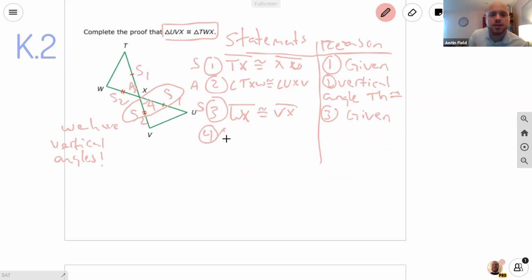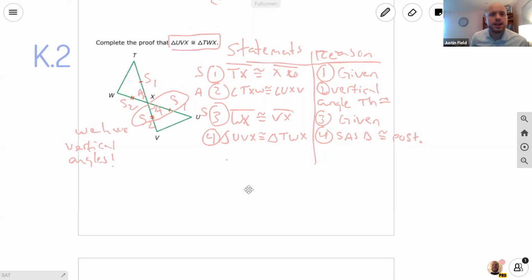So I can say my triangle congruence statement that they asked me about. Triangle UVX is congruent to triangle TXW. And the reason is the side, angle, side, triangle congruence. And this one is, depending on your text, it could be a theorem or postulate. But when I was growing up, it was a postulate. So that's the side, angle, side, congruence postulate. All right, good stuff.